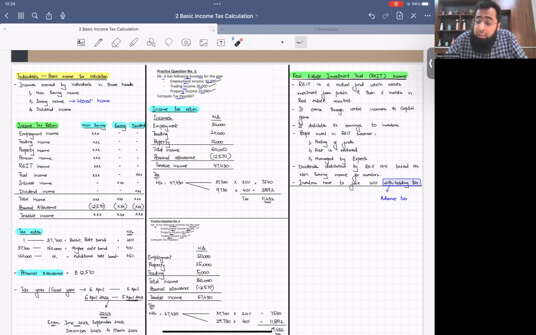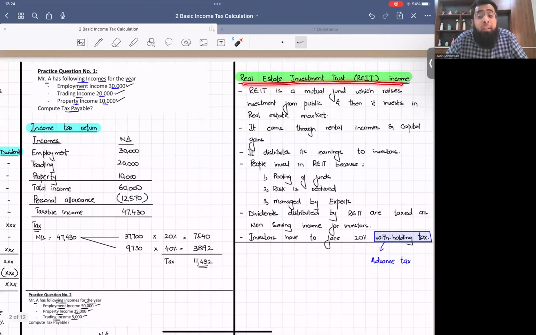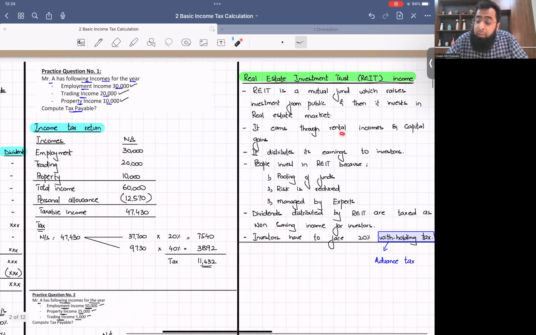Then we introduced the concept of real estate investment trust, which is a mutual fund. It raises investment from the public and it invests those funds in real estate market, the property market. Its source of income is rental income and capital gains. When a real estate investment trust distributes its income to the investors, it is treated as a non-saving income for the investors and withholding tax is 20%. I hope you all remember this.